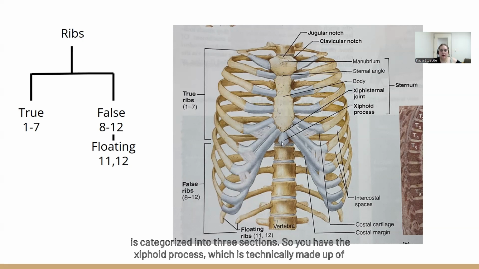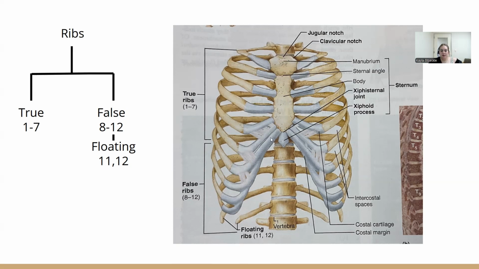And then the sternum itself is categorized into 3 sections. You have the xiphoid process, which is technically made up of the costal cartilage, then you have the body of the sternum, and then you have the manubrium. Those 3 sections are what make up the sternum. On this manubrium, you have the jugular notch and the clavicle notch. The clavicle notch is what's going to connect to the clavicle bone, and the jugular notch is somewhat near where your jugular veins will be and where they will enter into your superior vena cava.